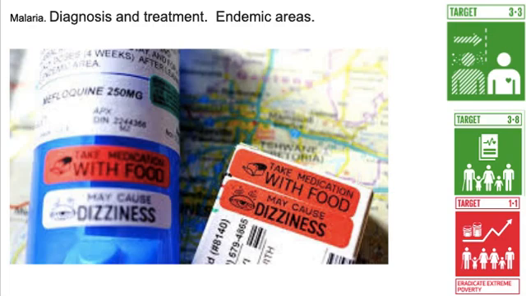There is also a link here to 3.8, universal healthcare coverage. To achieve universal healthcare coverage, including financial risk protection, access to quality healthcare services, and access to safe, effective, quality and affordable essential medications and vaccinations for all. Later on in this presentation, we'll be looking at the importance of malarial medication and vaccinations, but these must be available to the local population at an affordable level.